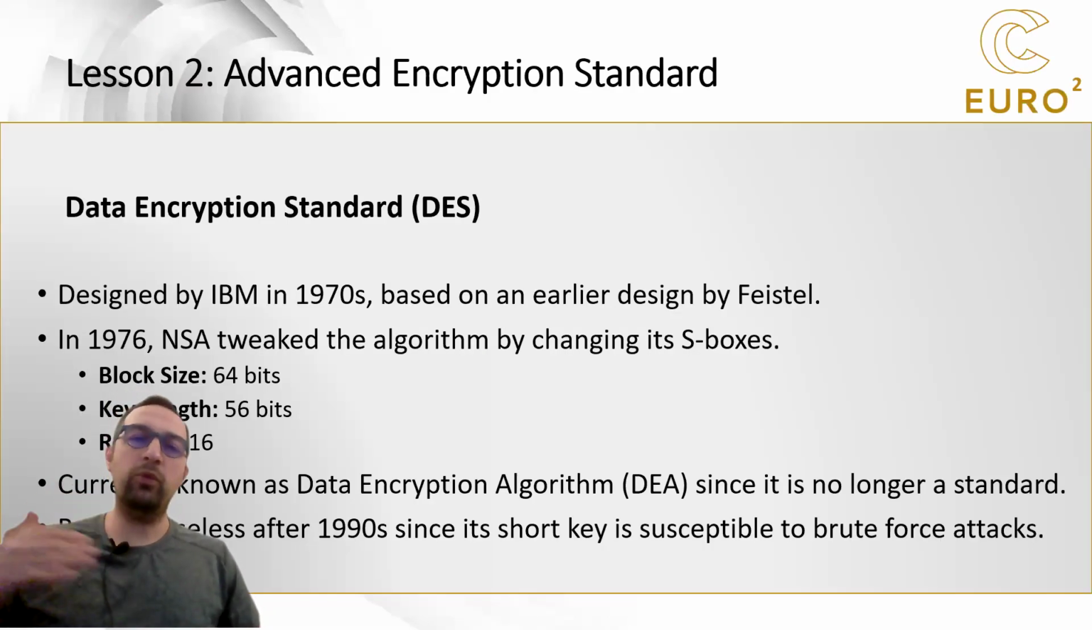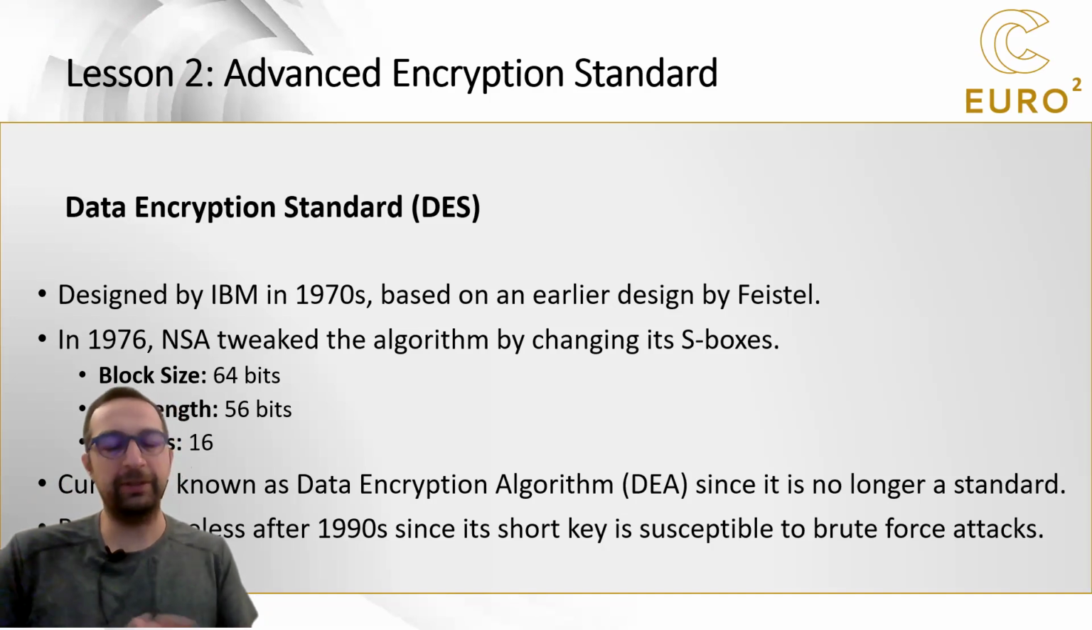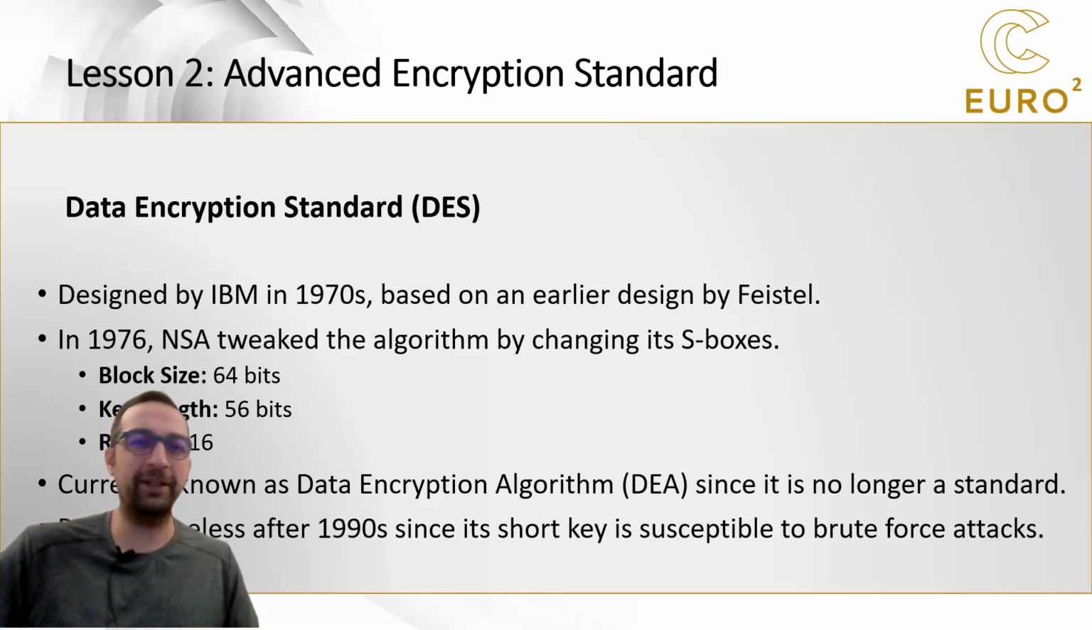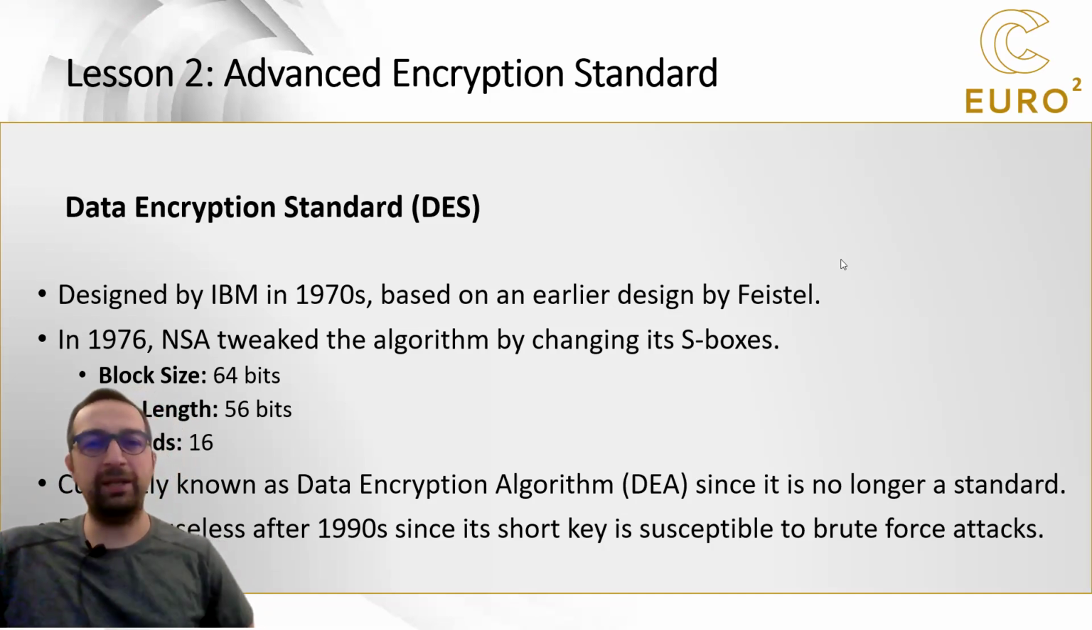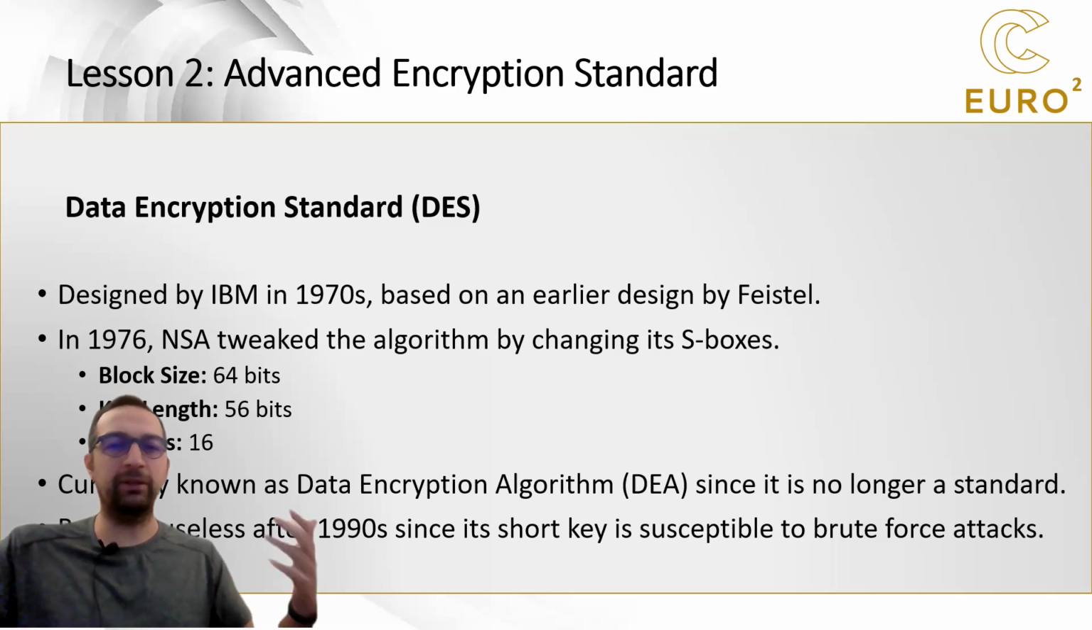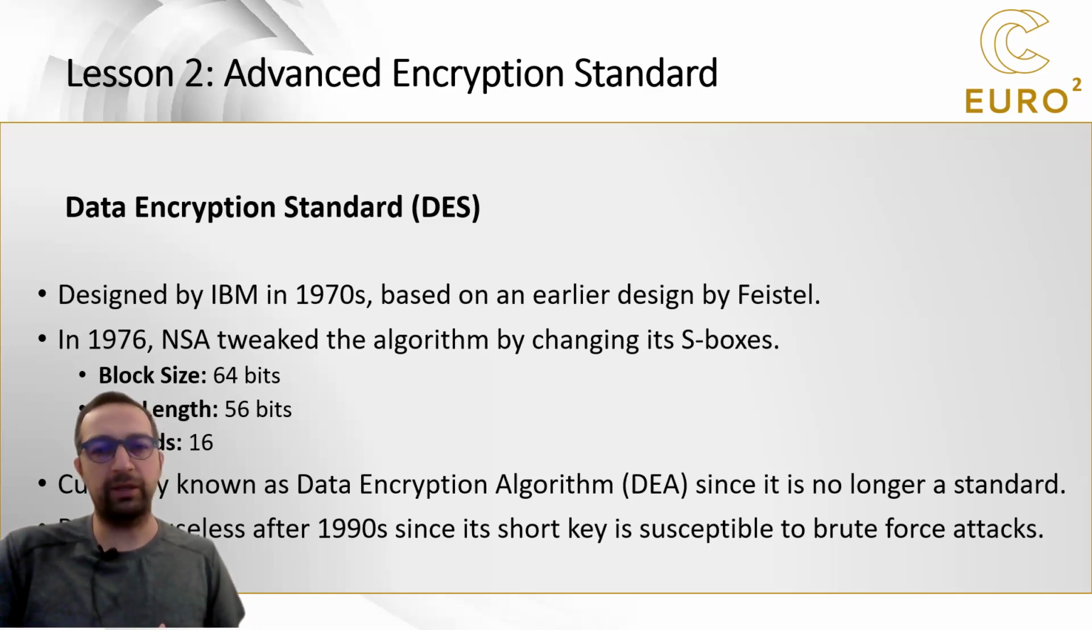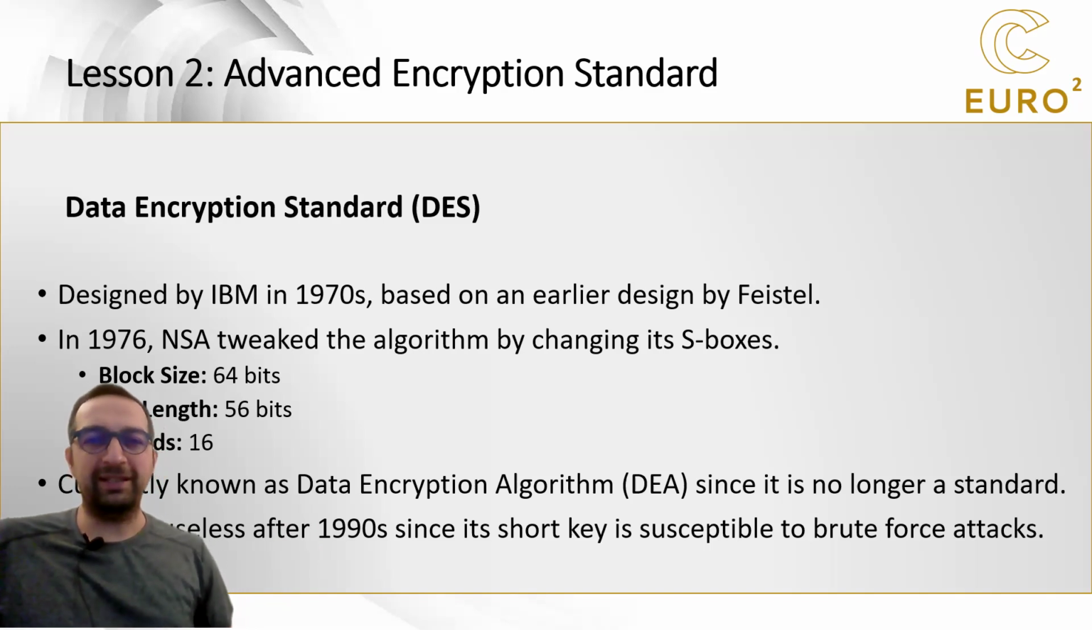Before moving on to Advanced Encryption Standard, let's see how the history actually occurred in this area. In the past, the most famous encryption algorithm was Data Encryption Standard, DES. It was designed by IBM in the 1970s. It was based on an earlier design by Feistel. So unlike AES, this was a Feistel design. In 1976, NSA tweaked the algorithm by changing its S boxes, and also shortened the key.